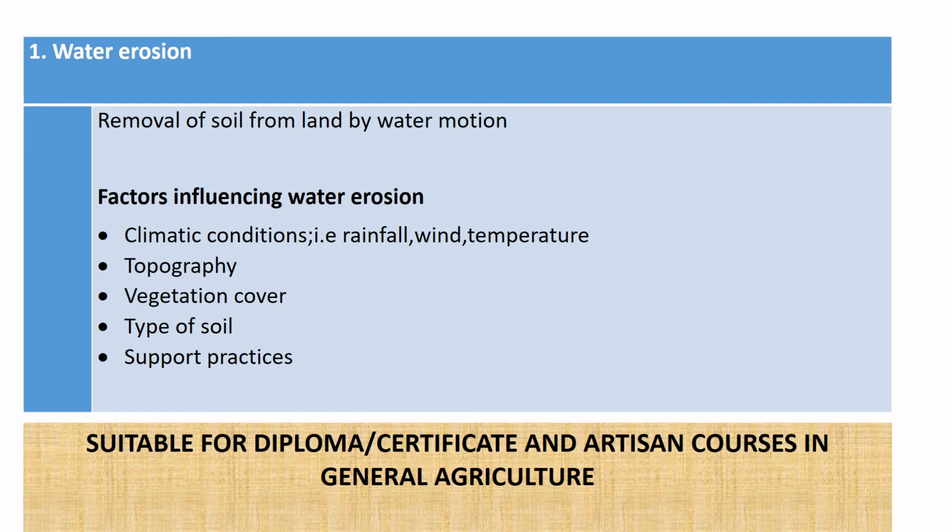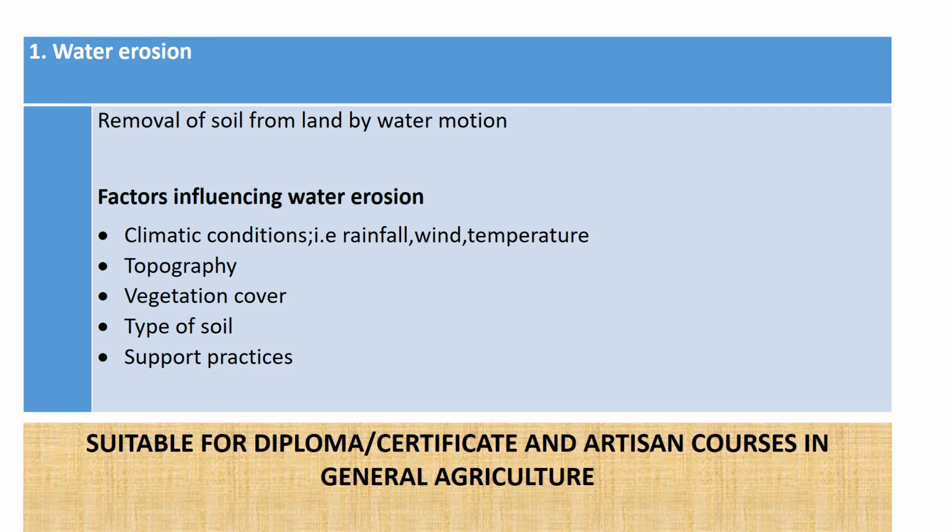Another factor is the type of soil. And type of soil, the three major types of soil that we'll be discussing are sand soil, clay soil, and loam soil, and their constituents. When we talk of their constituents, the loamy clay, clay sand, sand, loam, yes. So type of soil also will influence water erosion.